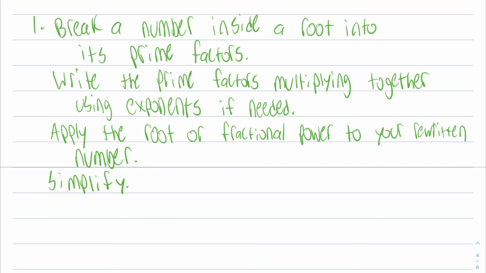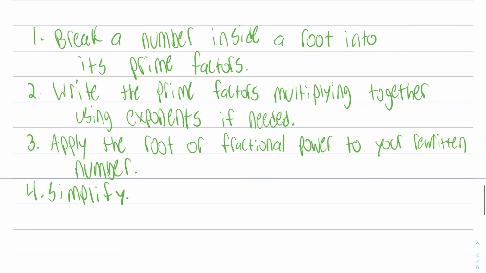Okay, so we have step 1, 2, 3, 4. Step 1 is break a number inside of a root into its prime factors. Use the factor tree. Write the prime factors, all of them multiplying together, and use exponents if needed to shorten that number. The last thing you need to do is apply the root or the fractional power and distribute it to your rewritten number. Finally, simplify.